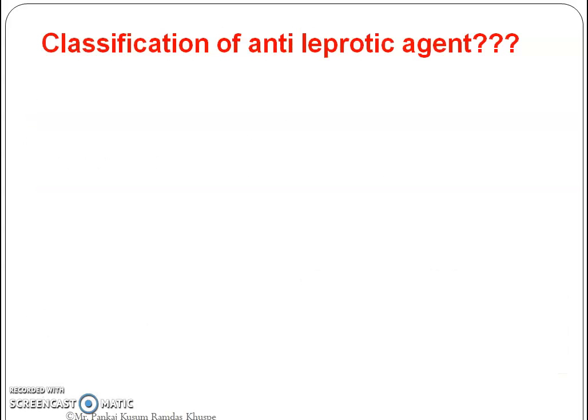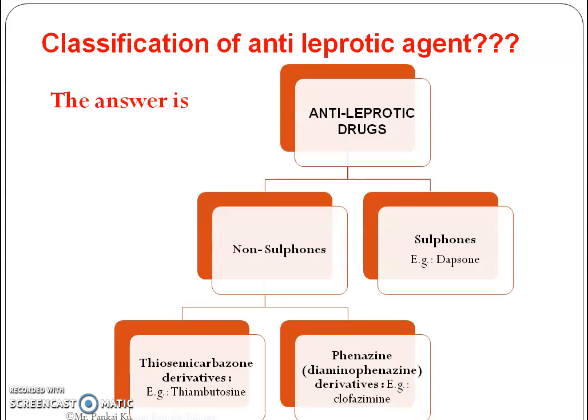Now, as I told you, we are going to revise the points we have discussed in the earlier lecture. A small point, that is classification. I already told you that in some examinations they may ask you to classify the anti-leprotic agents. Did you remember that? Yes? No? Okay. So here is the answer to this question, that is classification of anti-leprotic agents. As we know, they are classified into two types, that is sulfones and non-sulfones. I hope you are able to write the answer to this question.